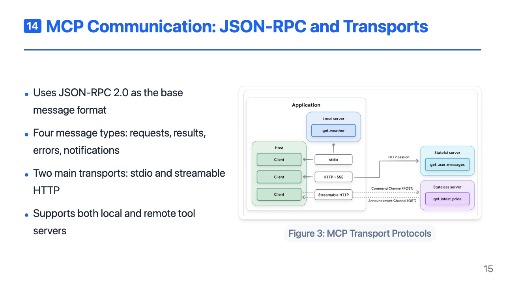Under the hood, MCP uses JSON RPC 2.0 for all messages between clients and servers. That gives it a lightweight, language-agnostic structure. There are 4 basic message types: requests, results, errors, and one-way notifications. On top of that, MCP defines transport protocols. For local tools, servers often run as subprocesses and communicate over standard input and output. For remote tools, MCP recommends a streamable HTTP transport that supports streaming responses, but can also work in a stateless way. This flexibility lets MCP cover everything from local file tools to cloud-hosted enterprise services.